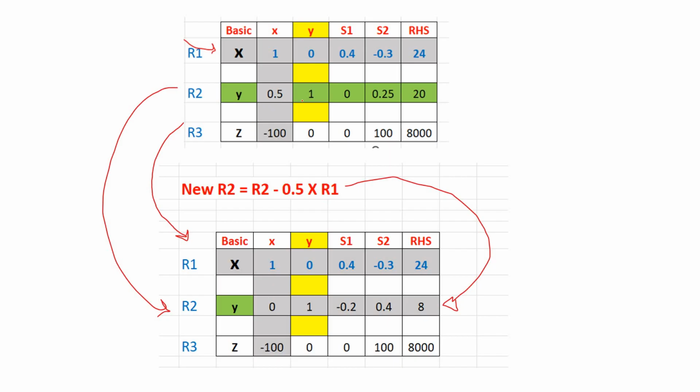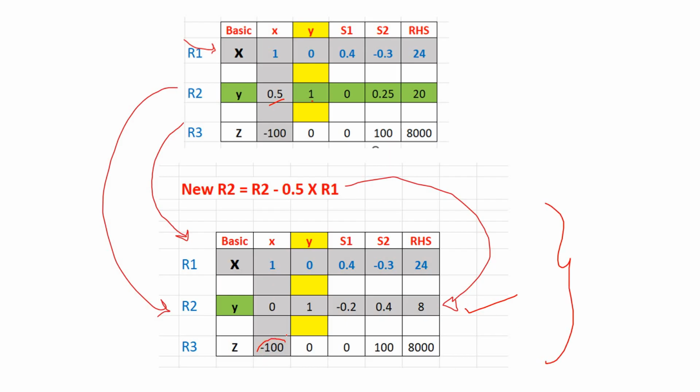If you operate this on this row, you will end up with 0.5 minus 1 into 0.5, 1 minus 0, 1, then 0 minus 0.5 into 0.4, here you are getting minus 0.2, 0.25 minus 0.5 into 0.5. So what do you get here? You get 0.4, and 20 minus 0.5 into 24, you are getting 8. So this operation is successfully completed. Then you are left with this new table.